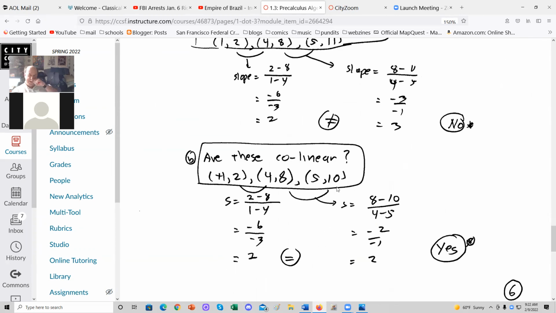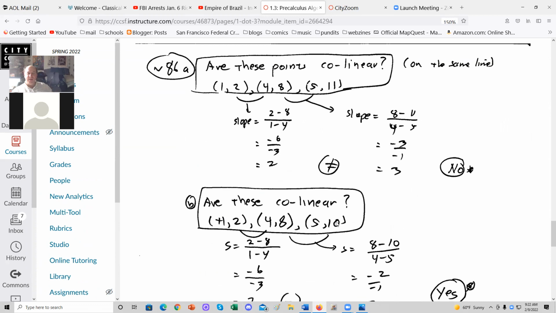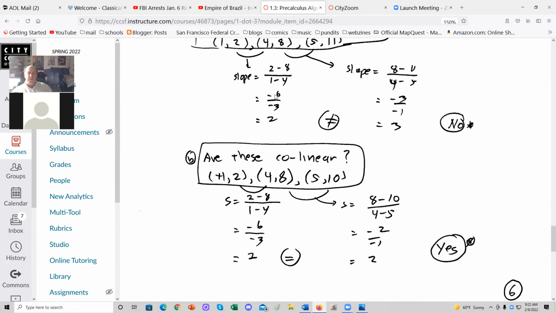Here are three other points: (1, 2), (4, 8), and (5, 10). Almost the same, except here we put in a 10 instead of an 11. For the first 2 points, we go through the same calculation and get a slope of 2. For the last 2 points, the difference of y's is 8 minus 10 and the difference of x's is 4 minus 5, so negative 2 over negative 1 is 2. These are the same, so the answer is yes.